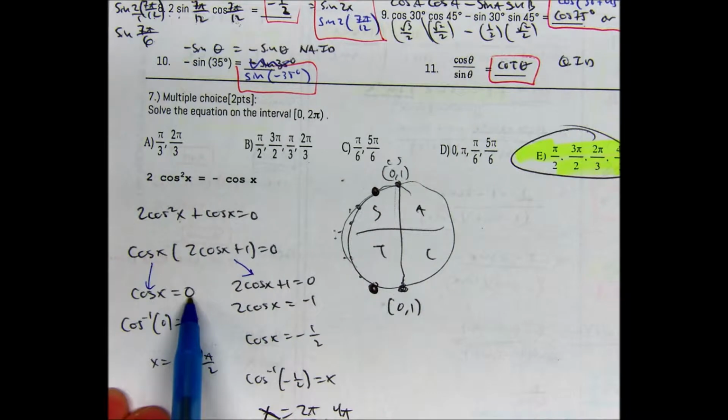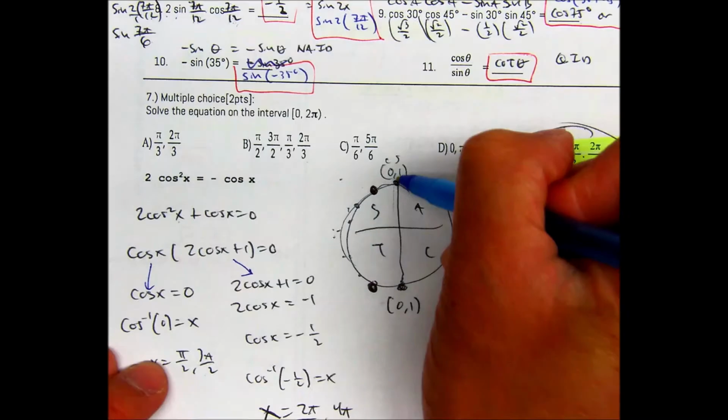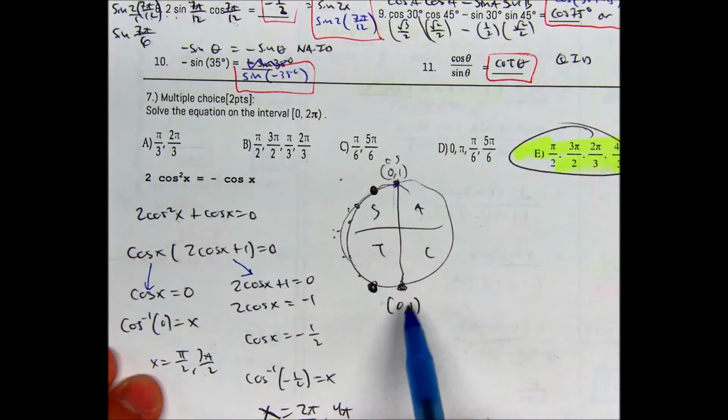You'll take the inverse. Where is cosine of an angle? Cosine of a position equals the angle. Your positions for cosine would be pi over 2 and 3 pi over 2. Pi over 2, cosine is 0. 3 pi over 2, cosine is 0.